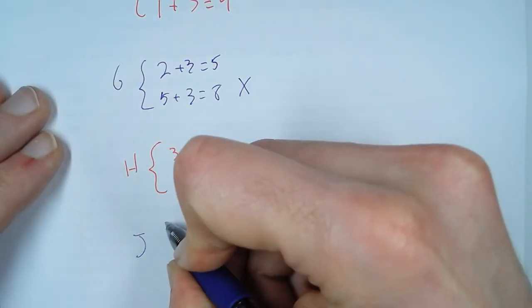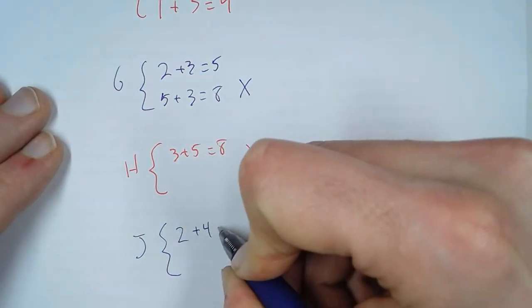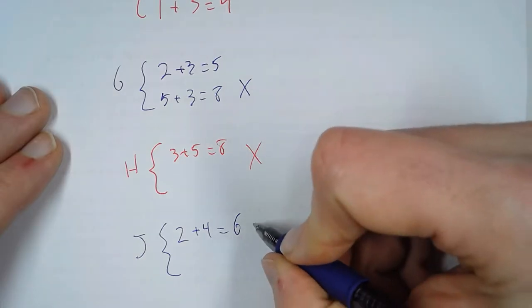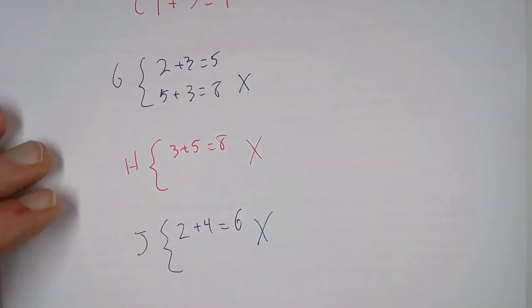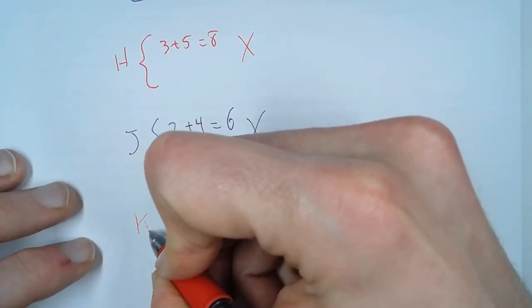So with letter J, it says they're both even integers. So let's try 2 plus 4. We get 6. Right there, that didn't work. So even one example breaks that rule. So I can stop right there.